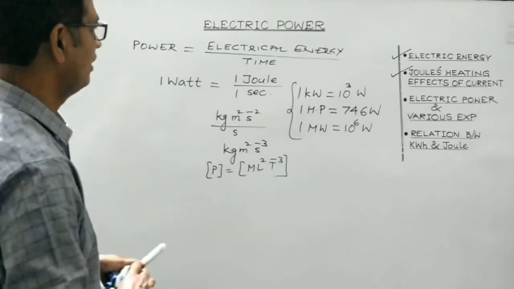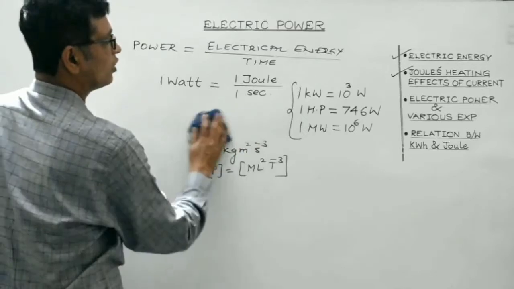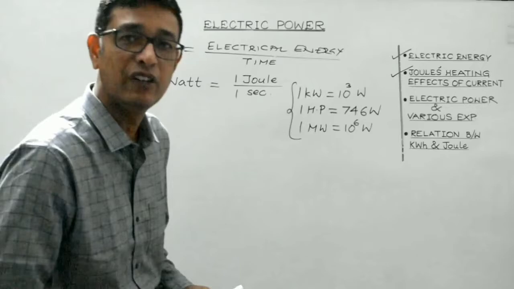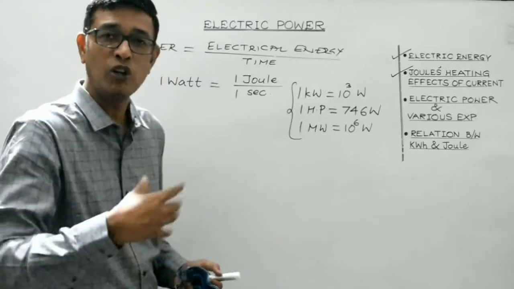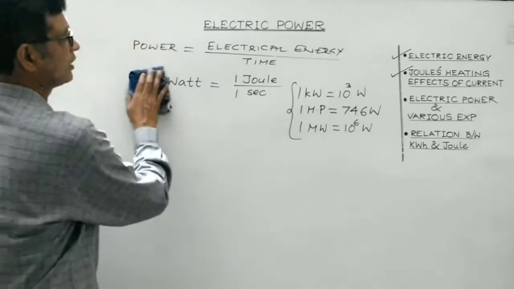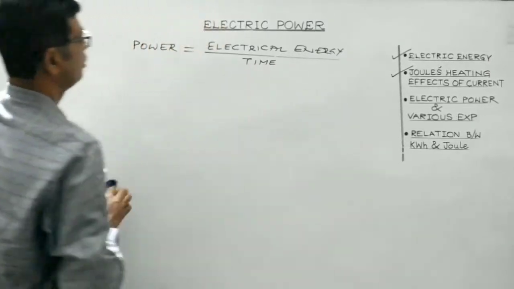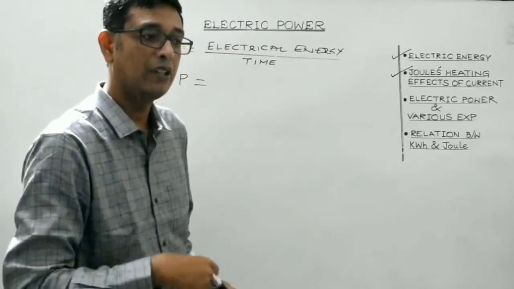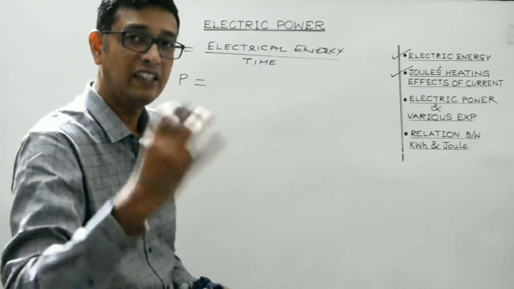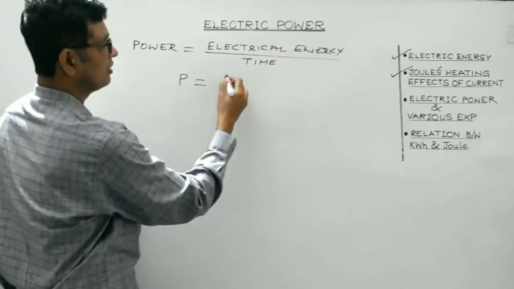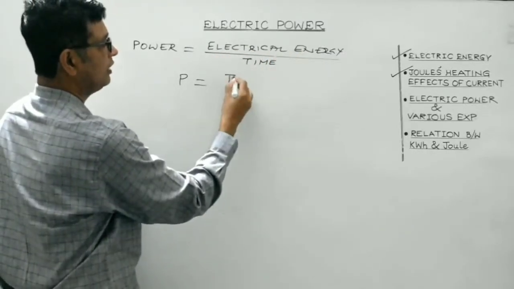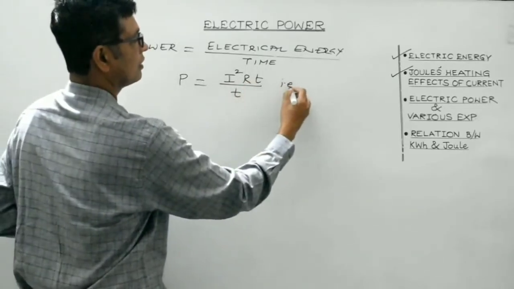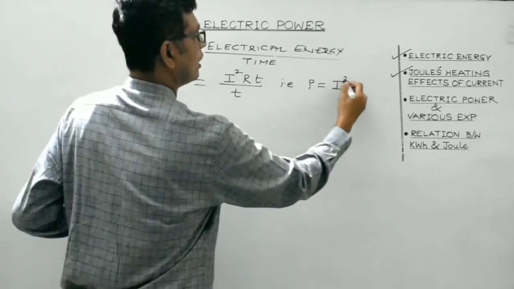Right, friends? Now let's try to find the various expressions for electric power. We are already aware of the various expressions for the amount of heat produced, so we can make use of those expressions. Now look, first is electrical energy. As we are aware, it appears across the conductor in the form of heat. So one of the expressions for the heat emitted is I square RT, divided by time. That is, power would be equal to I square R.